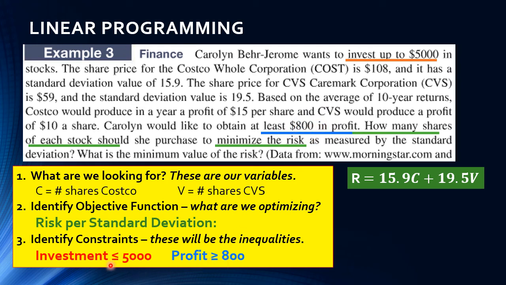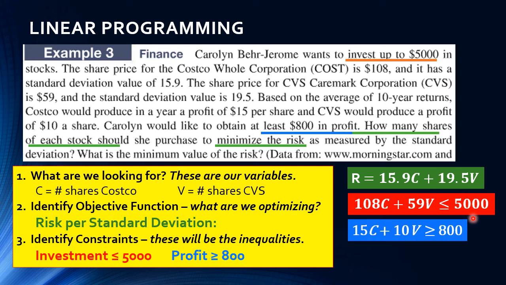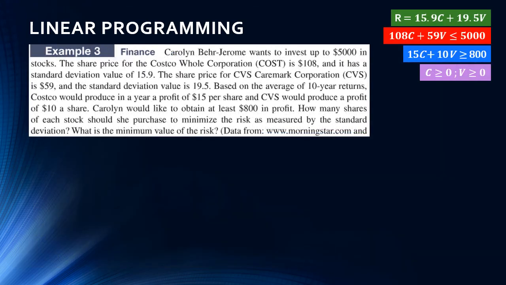Again, pay close attention to how these are counterintuitive. So the share price, the cost, or our investment is 108C, the cost for each share of Costco, plus the cost for each share of CVS, has to be less than or equal to 5,000. That's how many shares we can buy. The profit: we had a projected profit of $15 per share for Costco and $10 per share for CVS. Again, we cannot buy negative shares, so both the number of shares of Costco and the number of shares of CVS have to be greater than or equal to 0.